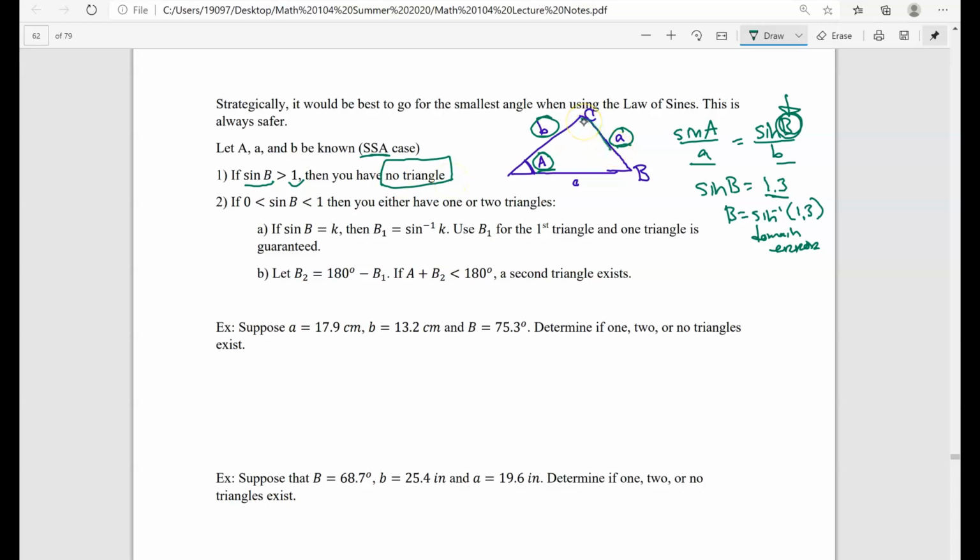That means that the side a is way too short to fill this in. There's no way that I can figure out an angle that will create this triangle. Okay, so that's the first case.